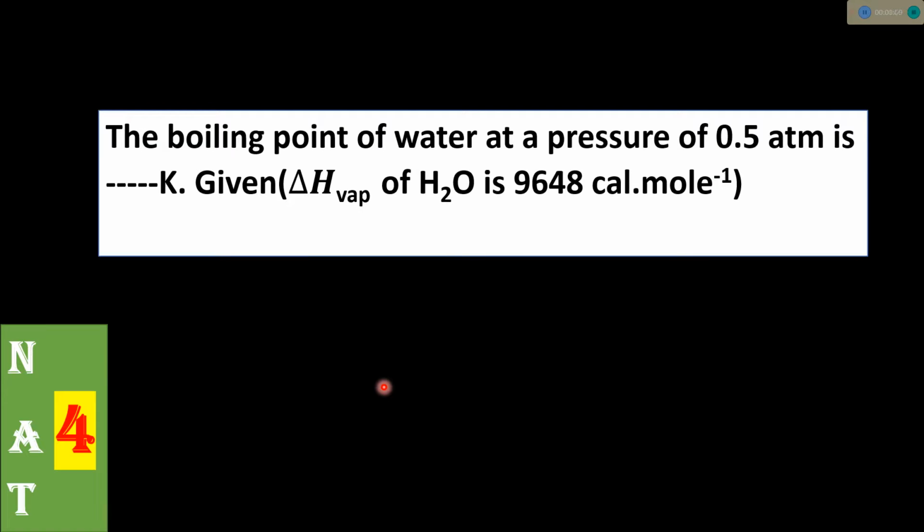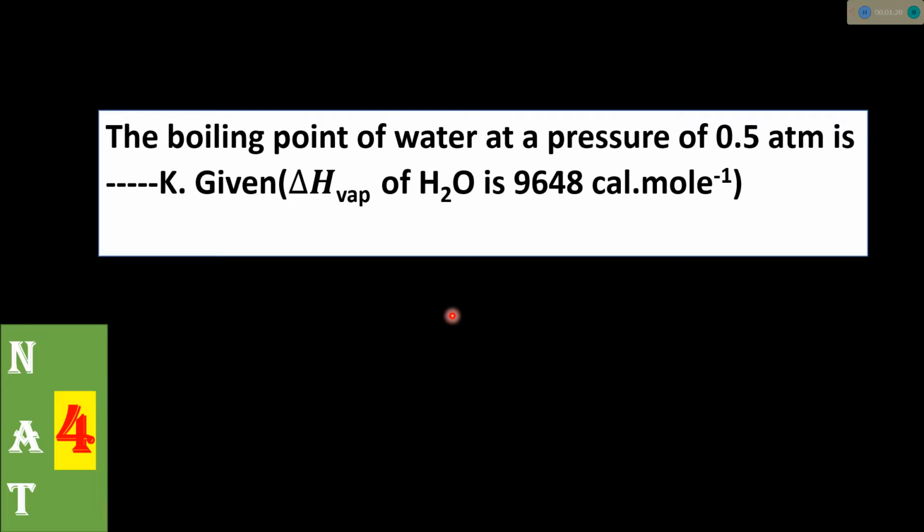NAT question number 4. The boiling point of water at a pressure of 0.5 atm is dash Kelvin. Given the enthalpy of vaporization of water is 9648 calorie per mole. So we have to find the boiling point of water at 0.5 atm.